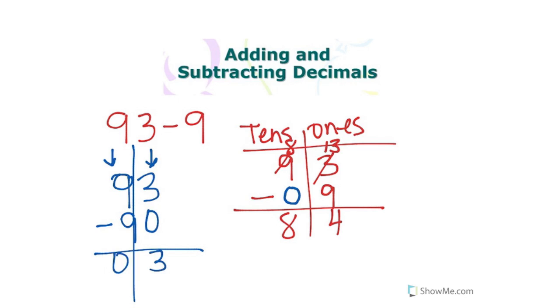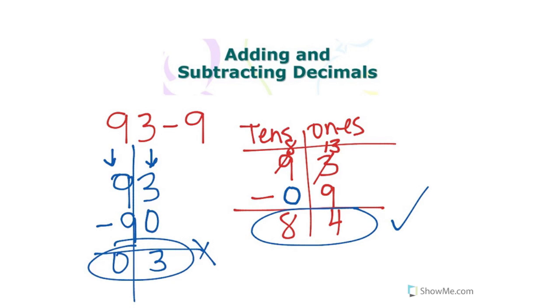9 minus 9 is 0. Some students will do that, guys. Believe it or not. That is why place value is so important. Look at the big difference between my answers. The correct answer is 84. The wrong answer is 3. But do you think that some students are going to be working it wrong? Yes. We want to prevent that from happening.